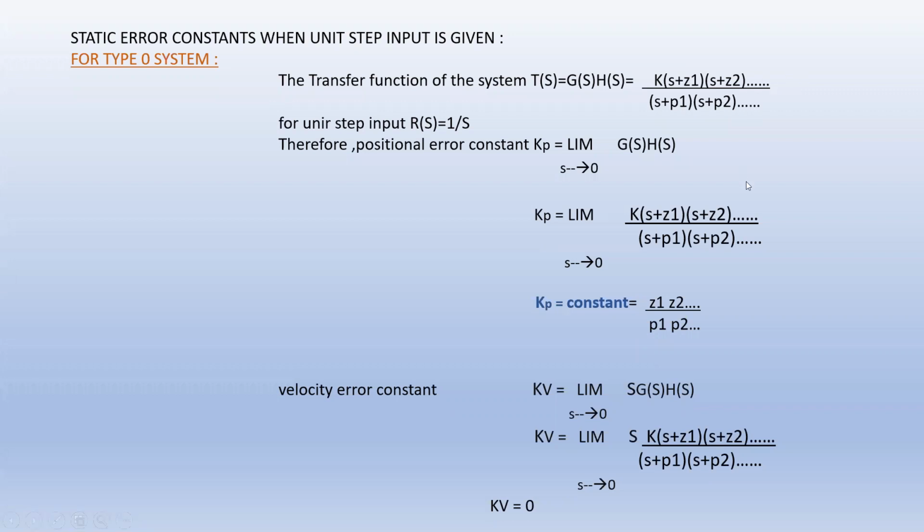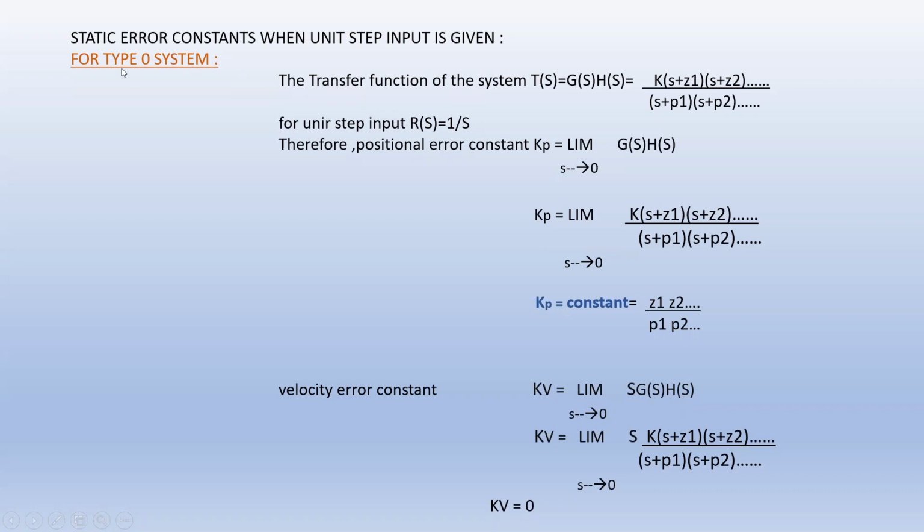In the last video, we discussed how we can find out the steady state error when a given input, that is unit step input, is given to the system. And based on that, we can relate it with the static error constants. So in this video, we will derive the static error constants for different types of system.